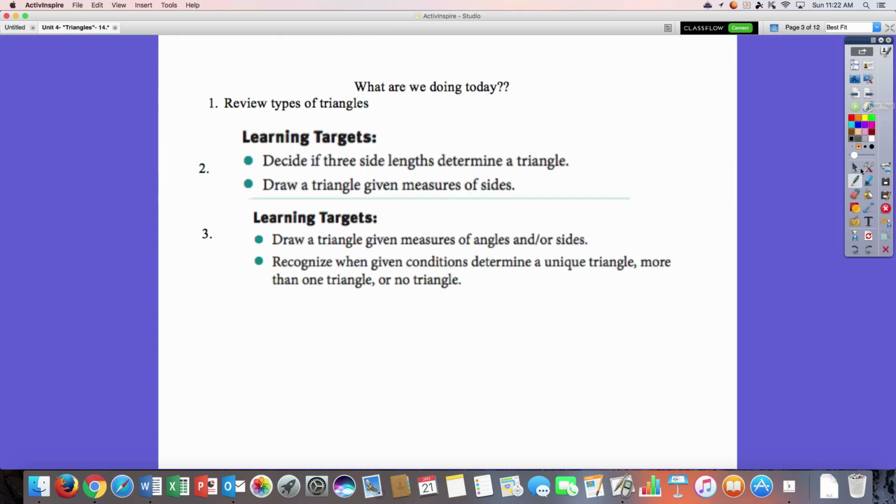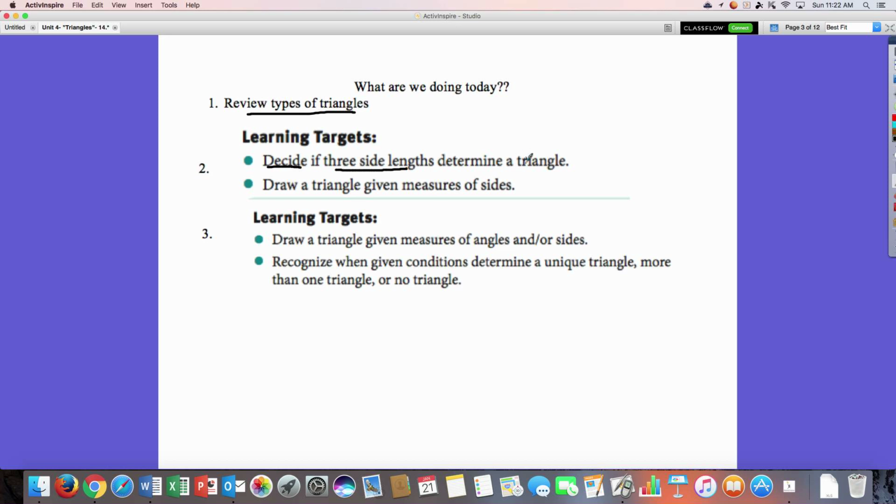All right, what are we going to do today? Now that we've got our quick review, we're going to review the types of triangles. And then we're going to have to decide if it is a triangle. So we have to decide if the 3 lengths determine that it is a triangle. And we'll be able to draw triangles when they tell us. And we have to decide whether it's a unique triangle, more than one triangle, or no triangle.